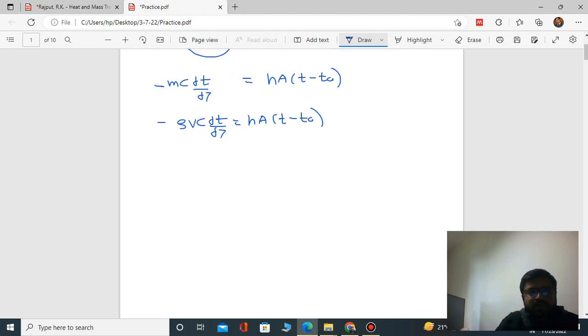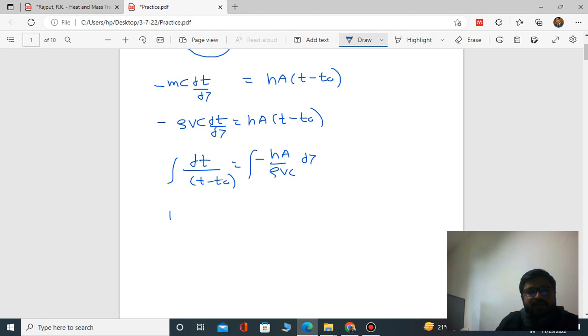Now we will have to separate the temperature term and the time term. So here dT on one side, this is the temperature term, and on the other side we write the terms related to time, here d tau. So now we will have to do integration.